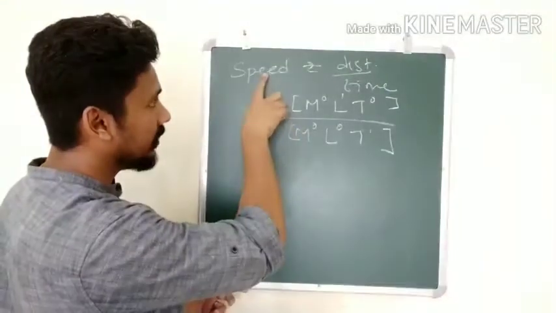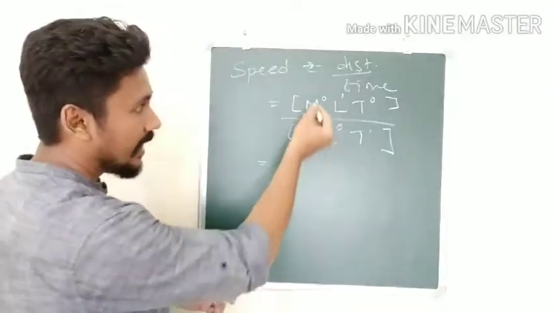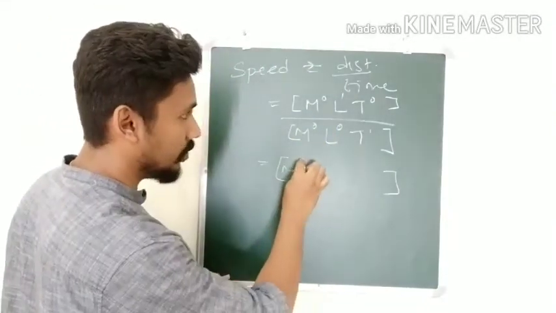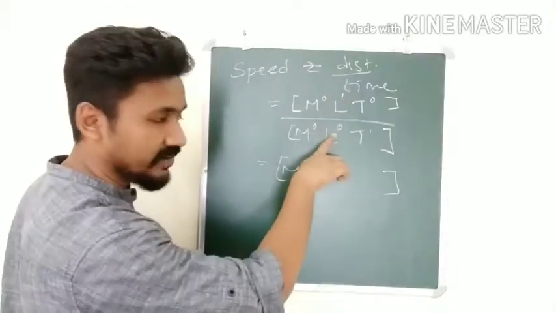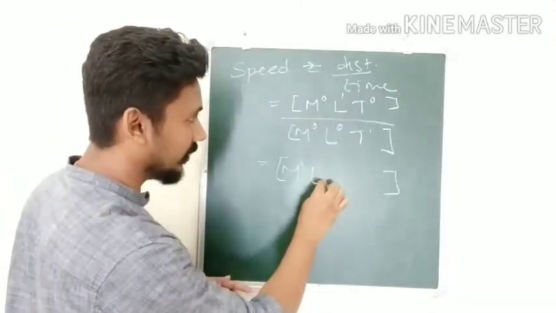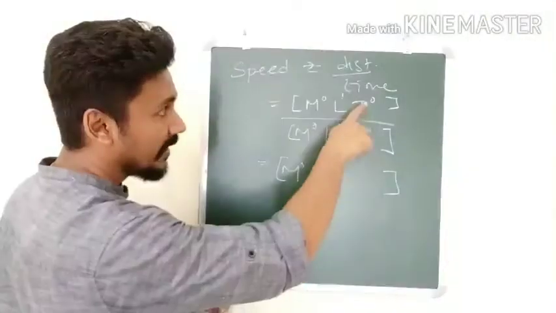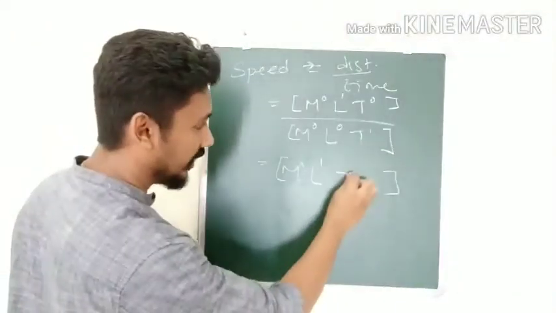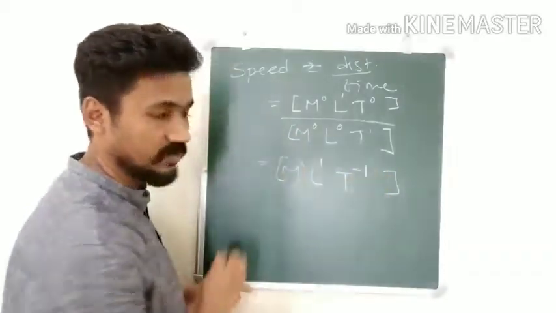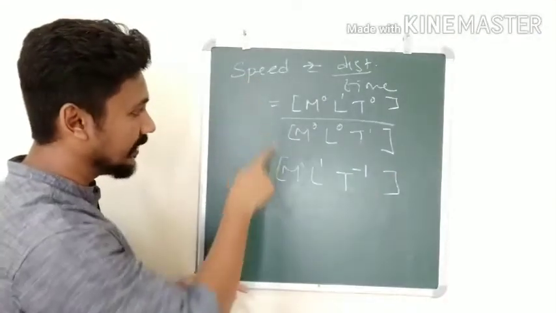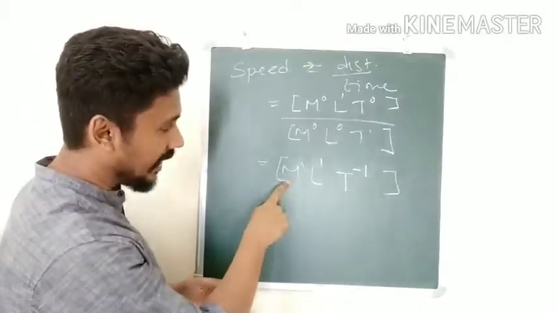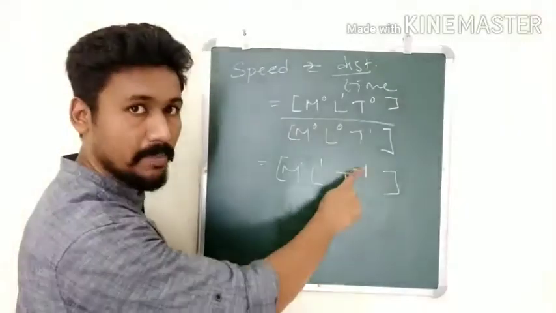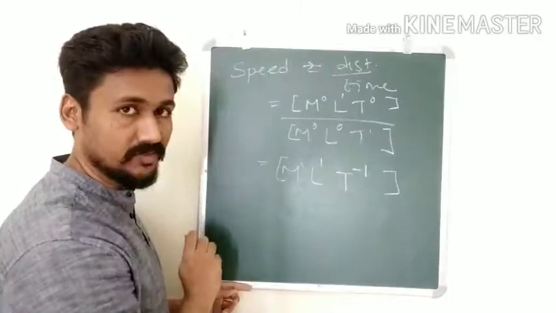So what will be the dimension formula for speed? M naught upon M naught, so it will remain M naught. L to the power 1 divided by L to the power 0, it will remain L to the power 1. T to the power 0 divided by T to the power 1, so here I will get T to the power minus 1. Okay, so for speed, the dimension formula is M to the power 0, L to the power 1, T to the power minus 1. Okay, make a note of this.